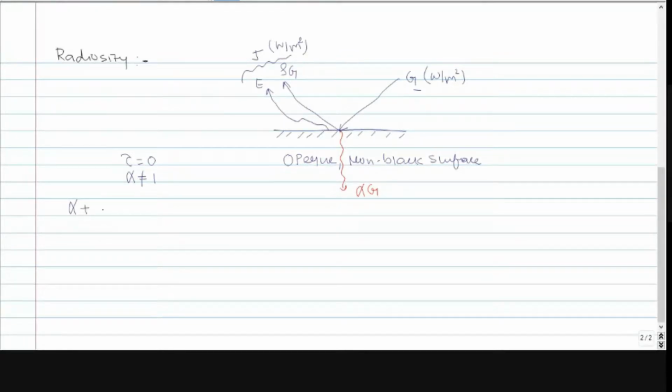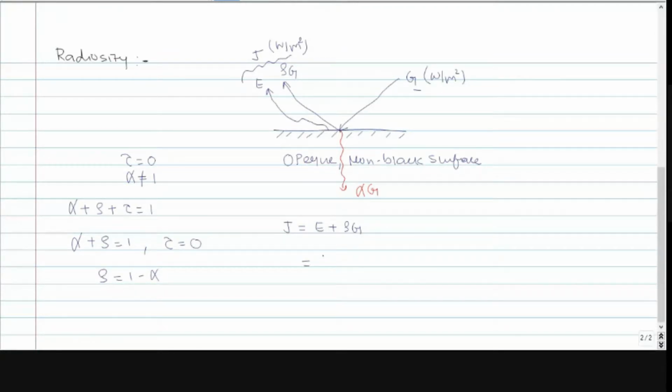Alpha plus rho plus tau equals 1. That is the governing equation for any surface. Now we know that alpha plus rho equals 1, as we have considered opaque surfaces, and that's why tau equals 0. So from this expression we can write rho equals 1 minus alpha. And as per the definition of radiosity, J equals the summation of the emissive power and the reflection of the irradiation.